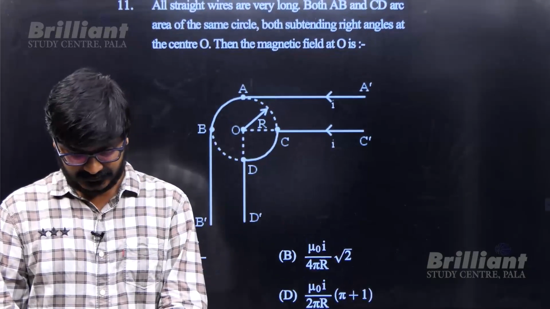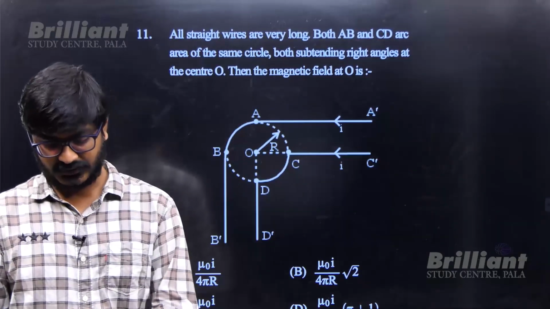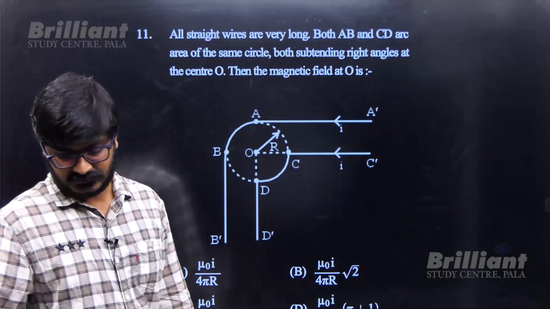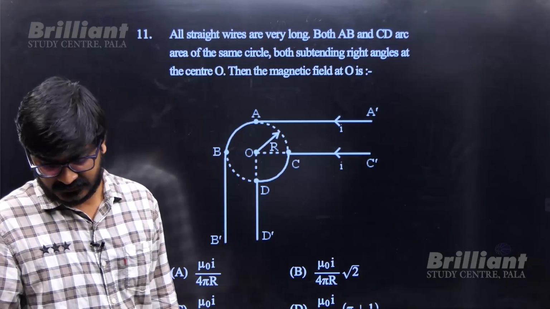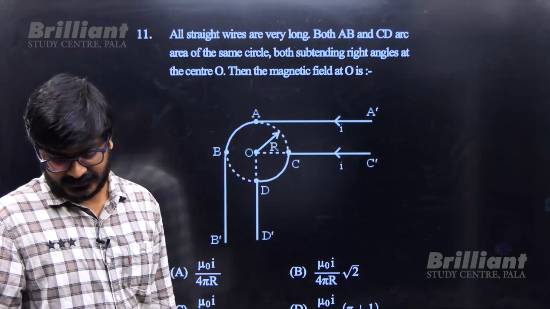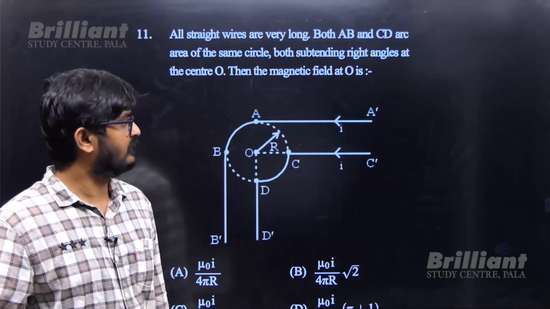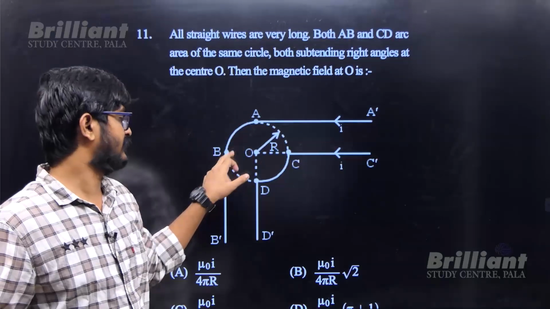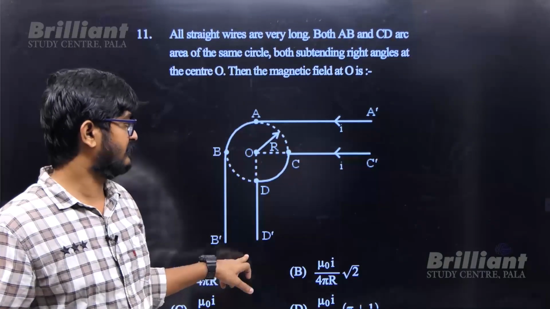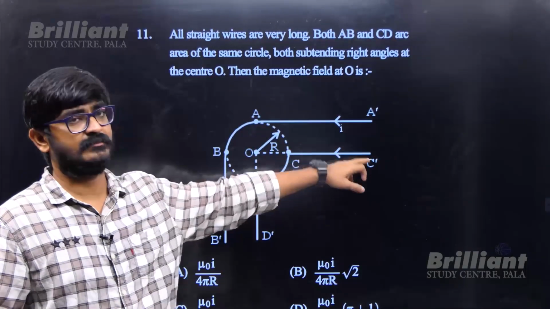All straight wires are very long, and both AB and CD are arcs of the same circle. Both subtend right angles at the center. Find the magnetic field at O. So this is semi-infinite, this is part of this arc, this is semi-infinite, this is an arc, and this is semi-infinite.